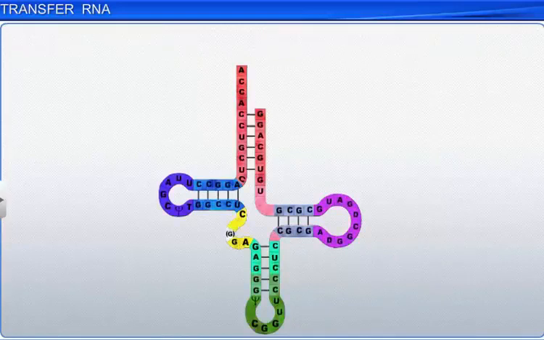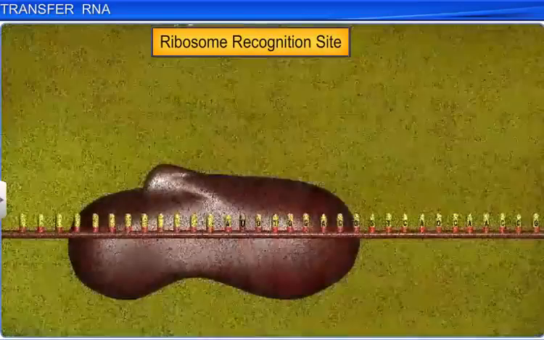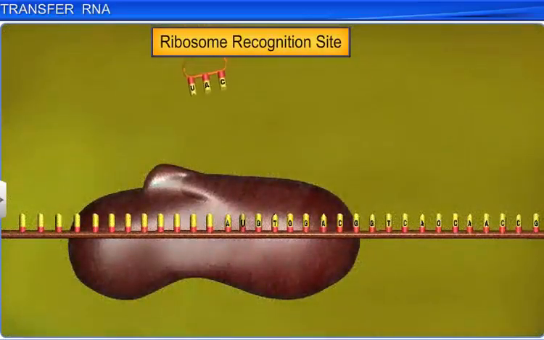Each of the tRNA regions performs a particular function. Take the case of the ribosome recognition site, which recognizes specific ribosomes attached to the mRNA and brings amino acids to the ribosome for protein synthesis.